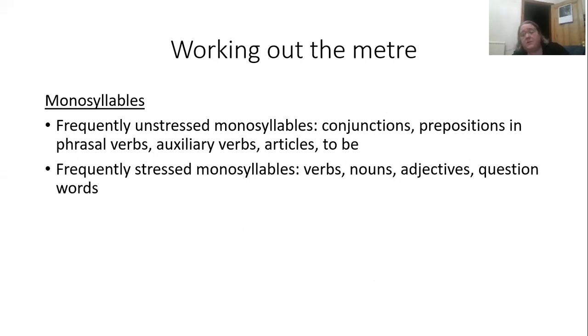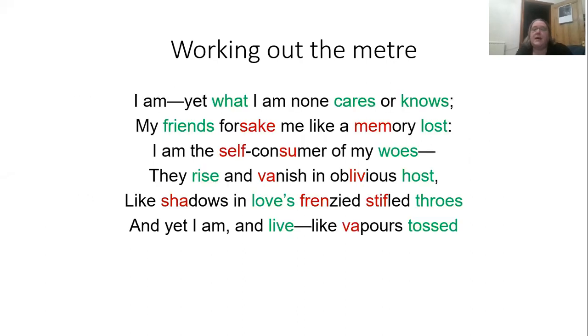Frequently stressed monosyllables include key verbs, nouns, adjectives, and question words, carriers of meaning within the sentence. So let's have a look at I Am again. And I've highlighted in green some of the words that we might think probably carry a stress. Now, I think here you can start to very, very clearly see a stress pattern. We know that this poem has 10 syllables to a line. I am, yet what I am, none cares or knows. And we can see the fact that the last syllables are frequently stressed and the second to last unstressed and the one before that stressed. Means that this is probably going to be an iambic pentameter.